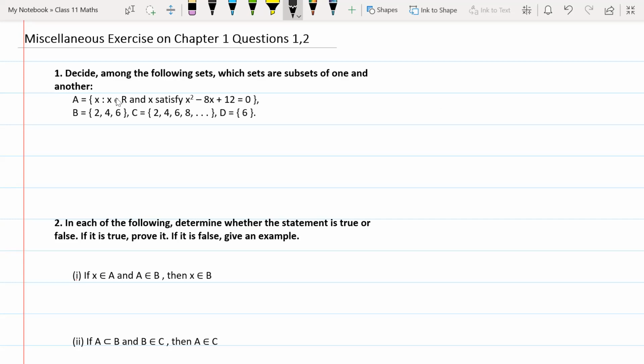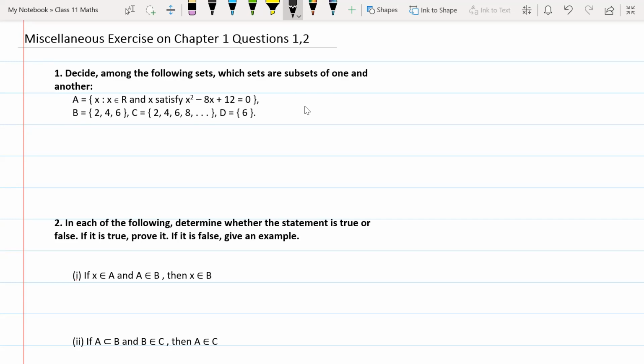Now let's start. What is question number 1? Question number 1 states: decide among the following sets, there are sets A, B, C, and D, which sets are subsets of one another?